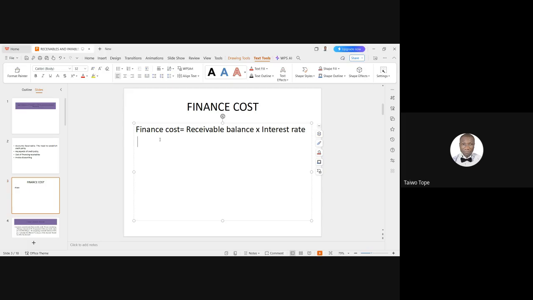Now, the question here is, how will I get my receivable balance? How are you going to determine your receivable balance from our previous class? To get your receivable balance, what will you do? It will be your credit sales.